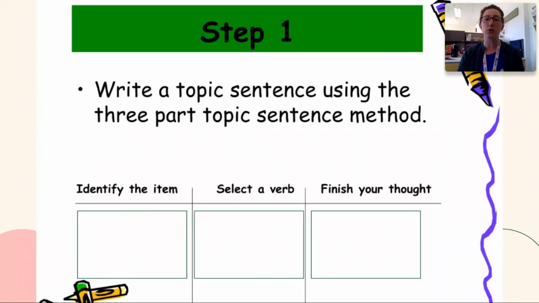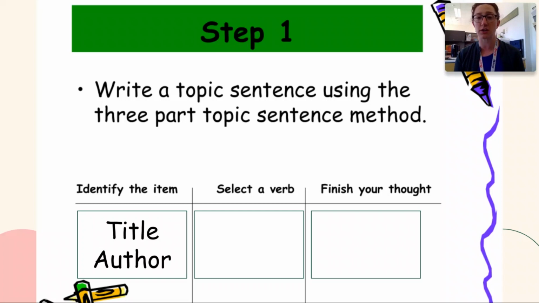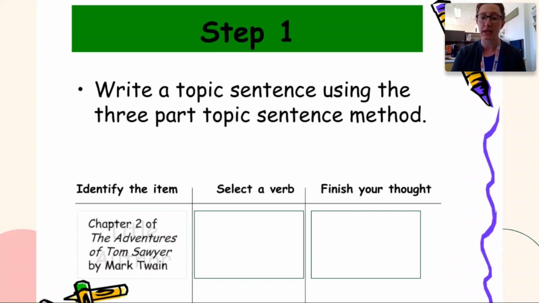So in step 1, you are writing a topic sentence using the 3-part topic sentence method. So what you'll do is you'll start by identifying the item. That is the title, author, and it also includes genre, so it's a tag. Although we don't necessarily have to include genre in this class. I'm fine if you just provide me the title and the author. So this can look like something like Chapter 2 of The Adventures of Tom Sawyer by Mark Twain.